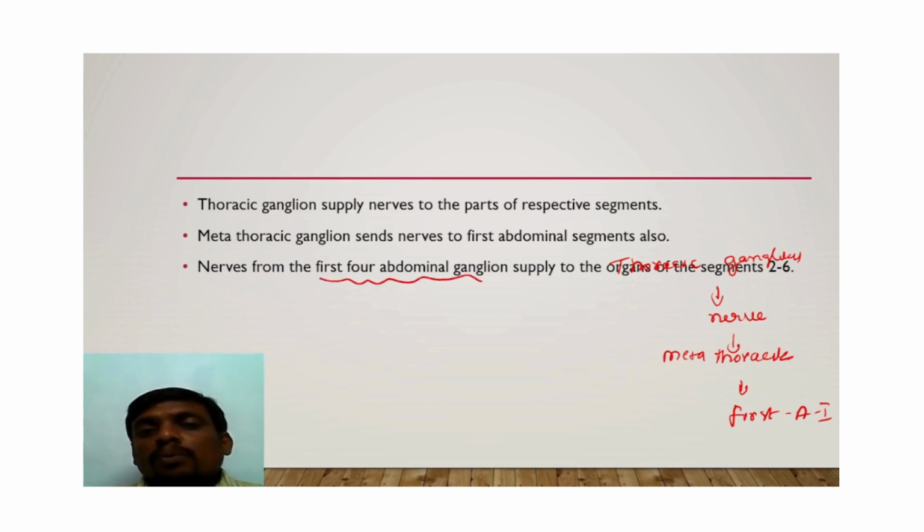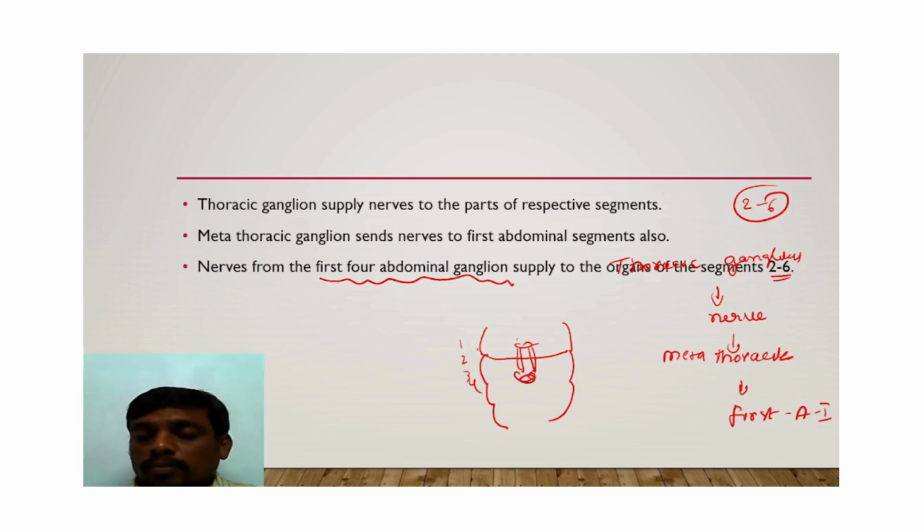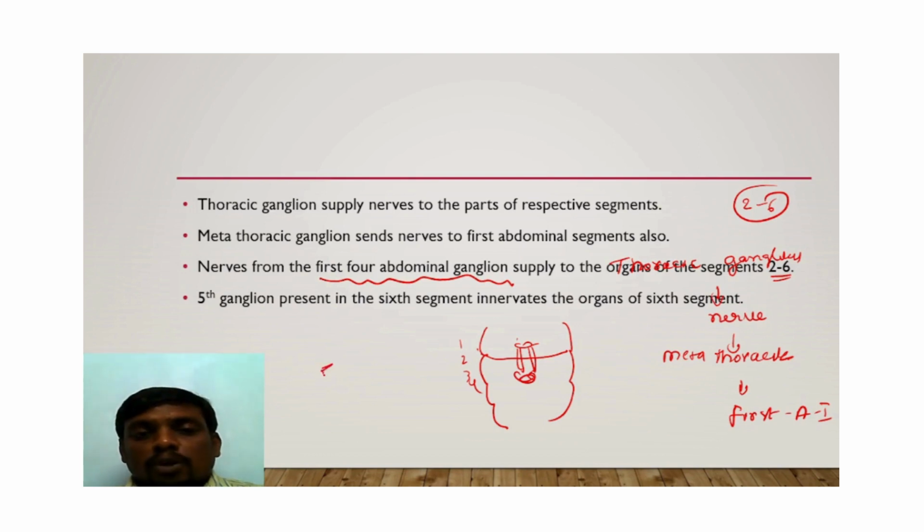The nerves arising from the first 4 abdominal ganglia supply nerves directly to the organs of segments 2 to 6. Imagine this is an abdomen. The body segments 2 to 6 receive nerves from the first 4 abdominal ganglia. Next, the 5th abdominal ganglion present in the 6th segment innervates the organs of the 6th segment.